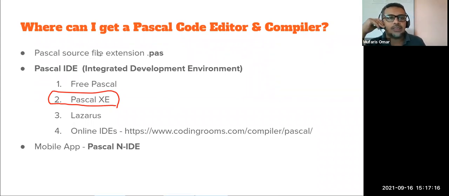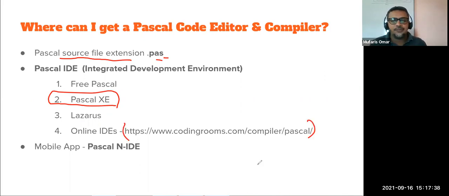You can save Pascal source file extension. Source file means your program files. You can note this down. Pascal source file extension is .pas. And Pascal IDEs, these are examples: Free Pascal, Pascal XE, Lazarus, and online IDEs. You don't need to write this, you can just say online IDEs.